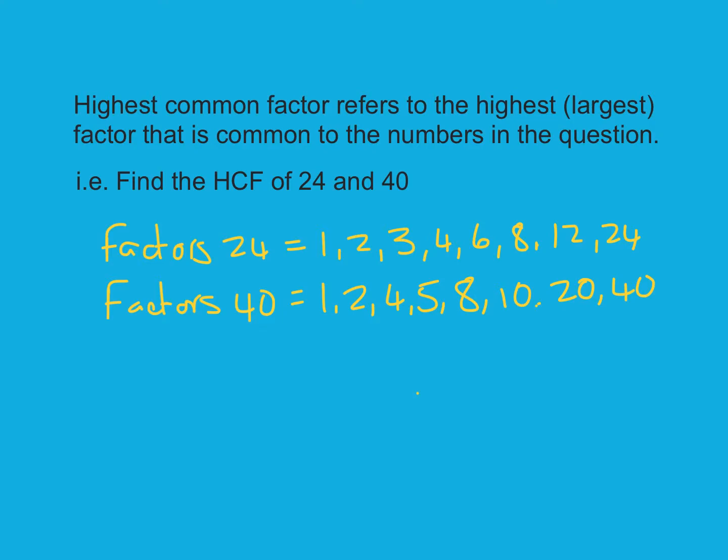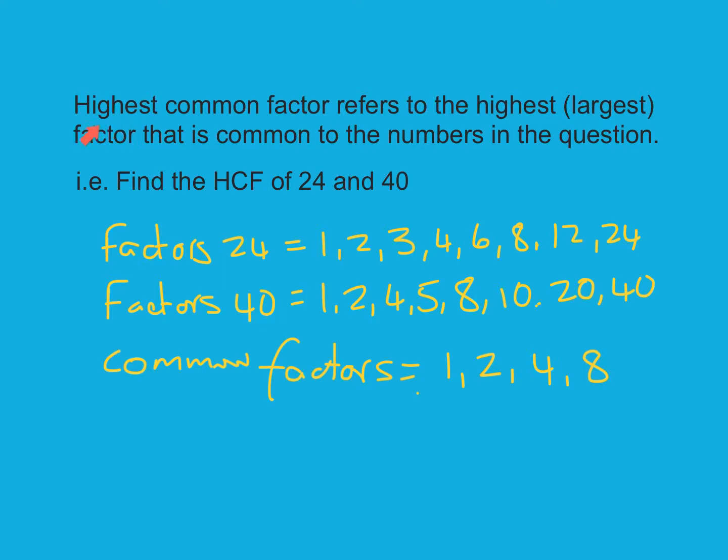So now let's look at what are the common factors. What are the common factors in these two numbers? Well, if we have a look at them, we can identify a couple of them. Well, 1 is the same. 2, there's a 2 there and a 2 there. Okay, and we also have 4 and 4, and 8 and 8, and we don't have any others. So the common factors are 1, 2, 4, and 8.